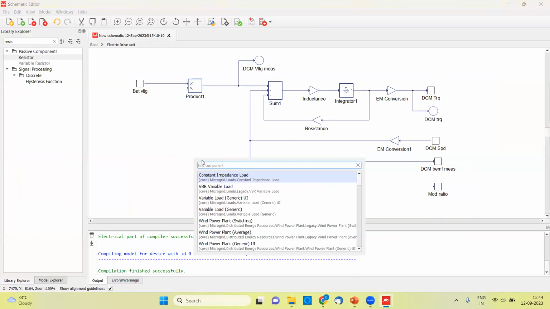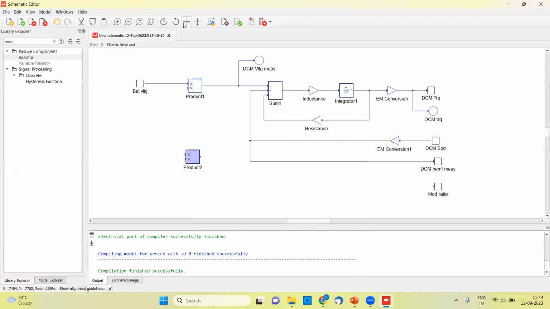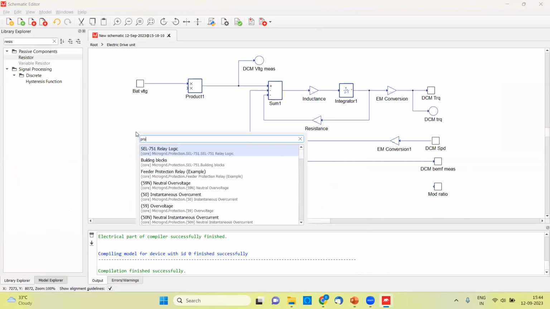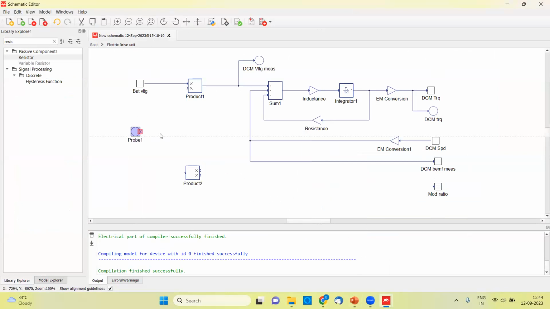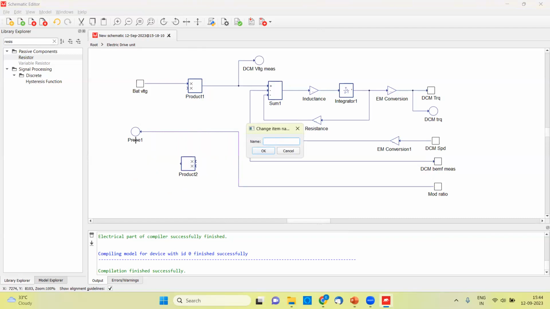Now I'm going to use one product block over here. So one of the input of this product block is basically coming from this side. Okay, let me take a probe, because this mod ratio also, which we have taken, we are going to view this signal. So how we are going to view it, I will just explain. This is the probe, and through this we are going to view this mod ratio also in our SCADA.